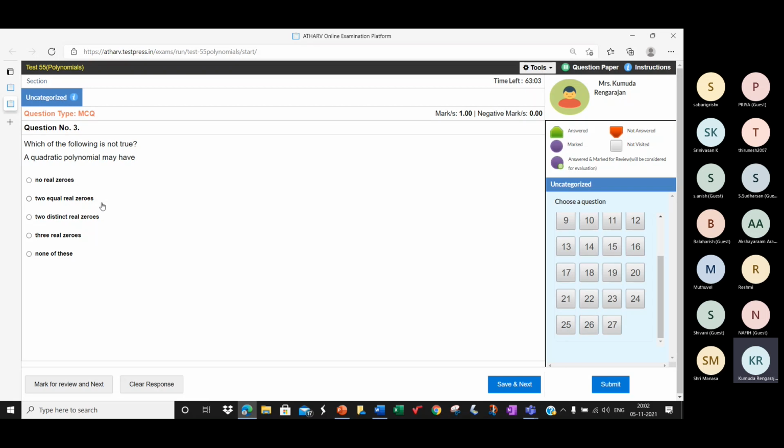Yeah, it can have at most two. We know that. True. Two distinct real zeros. Yeah, it can have two distinct real zeros. True. Three real zeros. False. The quadratic polynomial cannot have three real zeros. This is false.